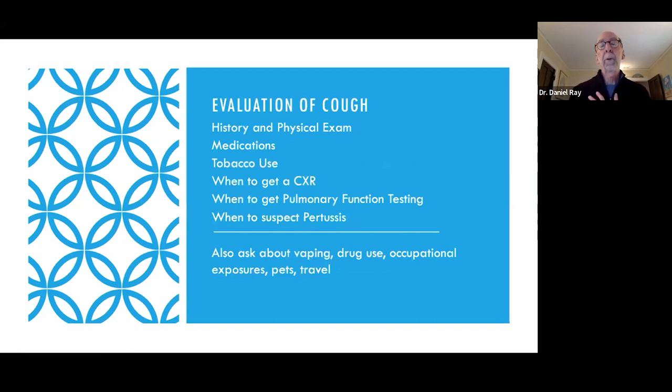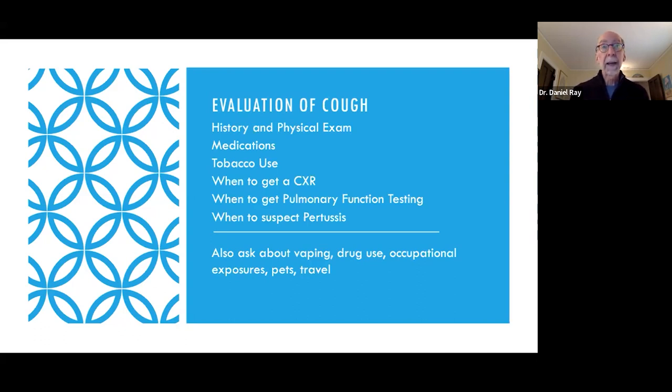Our exam, as we said, we focus in on the duration of the cough, their exposures, tobacco use, angiotensin converting enzyme inhibitors. And then, when do we get a chest x-ray? We get a chest x-ray if you suspect anything other than a benign cough. So if they have mucus production, egophony, and fevers, obviously you're going to be getting a chest x-ray. If you have office spirometry and you're suspicious that asthma may be involved in their cough, you're going to do spirometry. And then we talked about pertussis, where we're looking at both symptoms and exposure to try to establish a clinical diagnosis of pertussis.